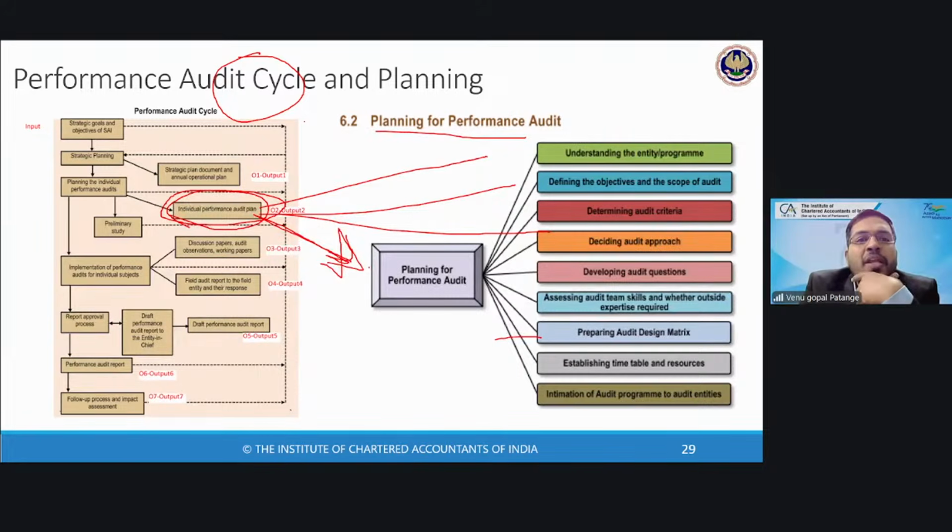Hope everyone sees the ICAI material. Yes. See now.